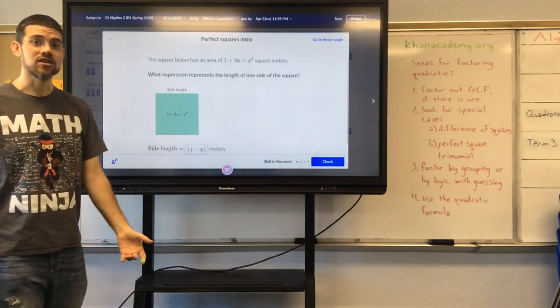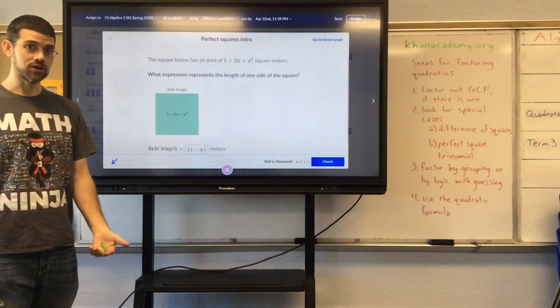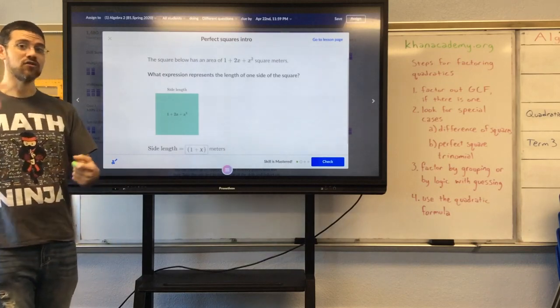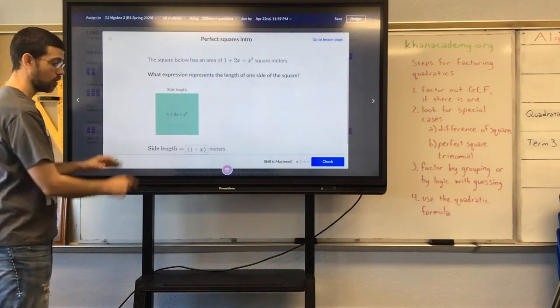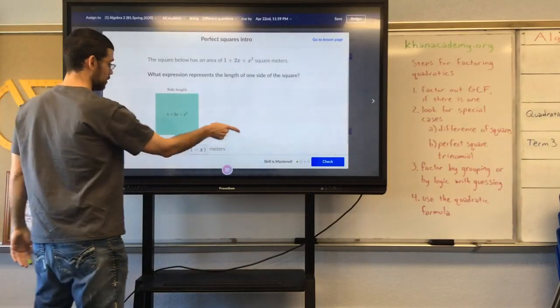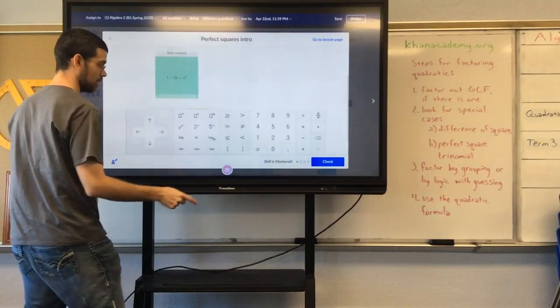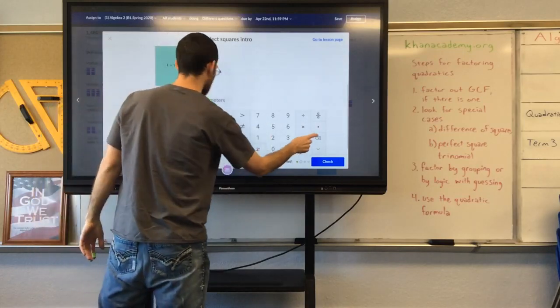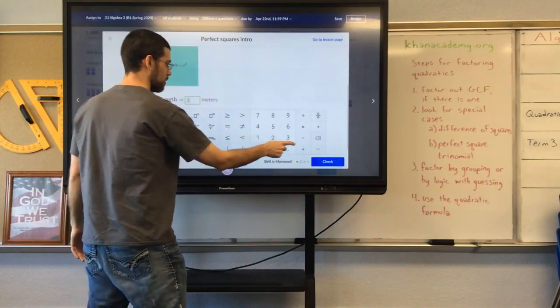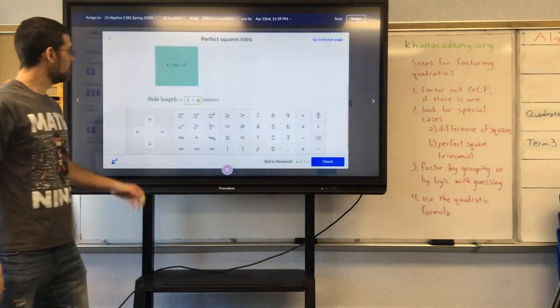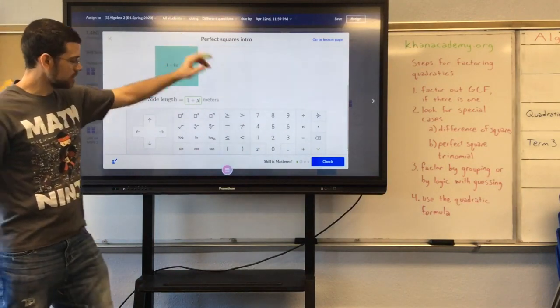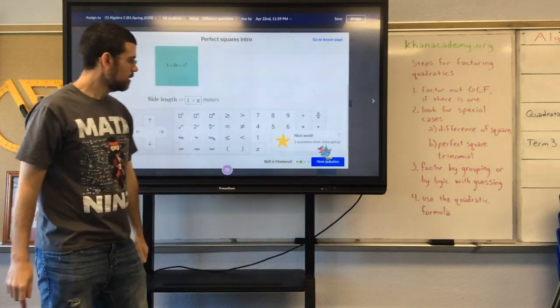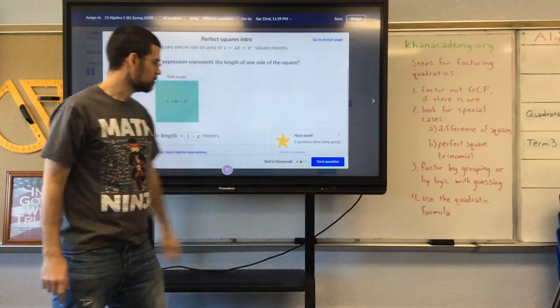This time they didn't ask us for both factors of the trinomial. They asked us for the length of one side. That's 1 plus x. That's all it is. We don't square that to give the side length. So I am going to not write it with parentheses because we don't need them. So 1 plus x is one of the side lengths. And we're good. Next one.